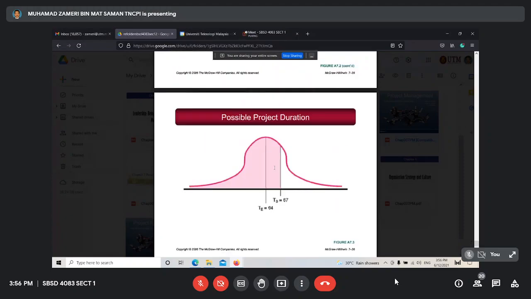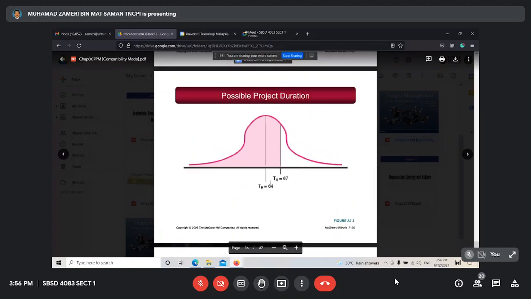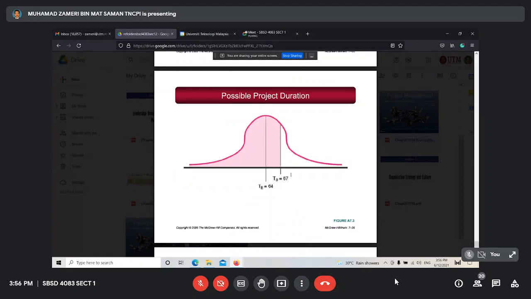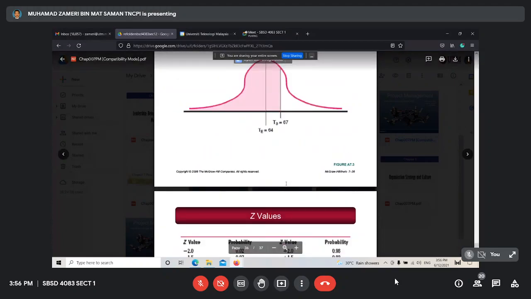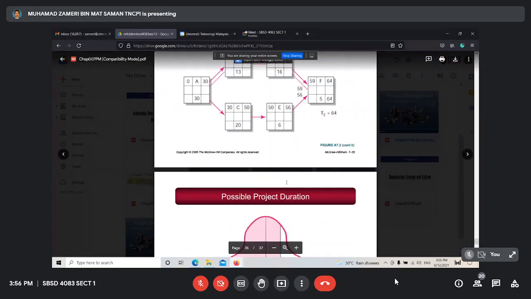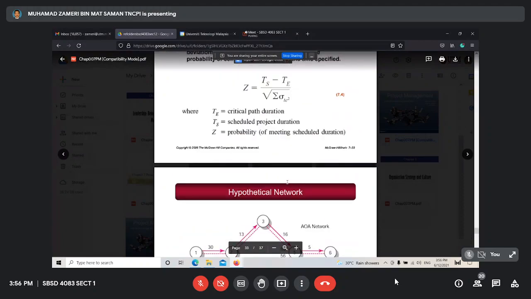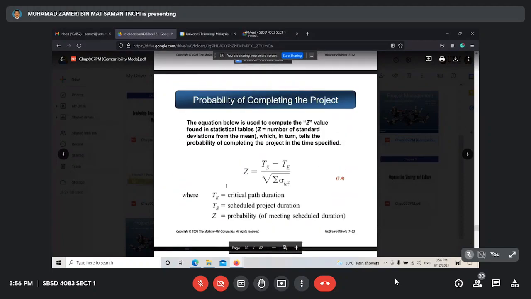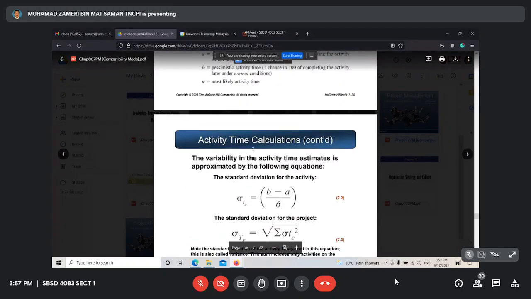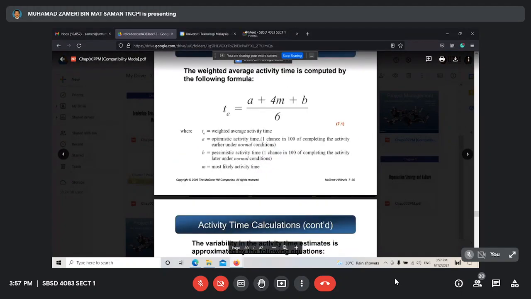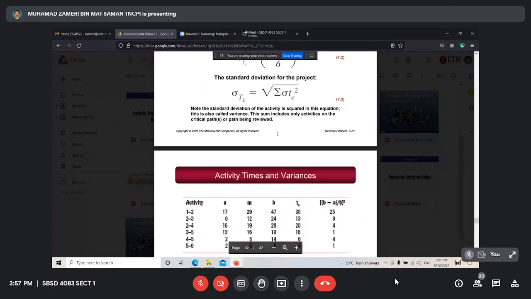So let's say I ask you, supposed to finish at 64, what is the possibility we can finish the project in 67 days? In order to calculate the possibility we can complete the project in 67 days, we use this formula. Basically, there are 4 formulas you need to remember. The first one, second, the third. This is for the third.